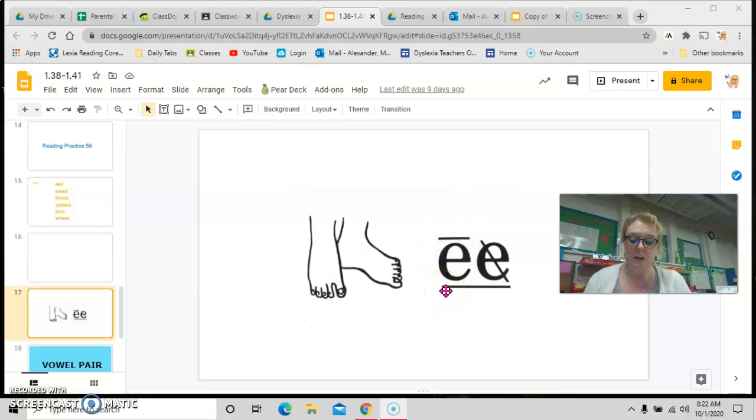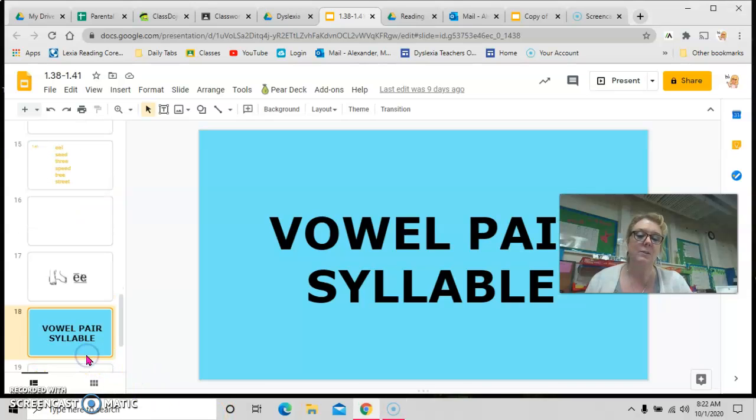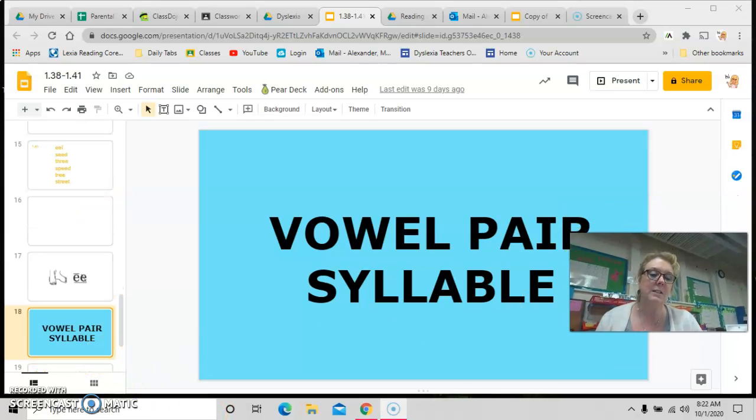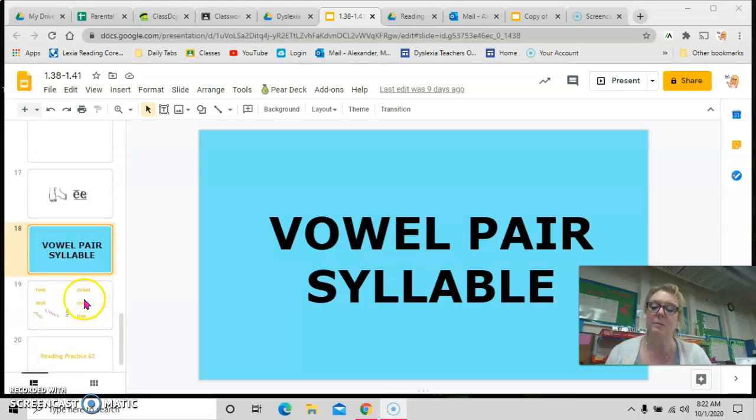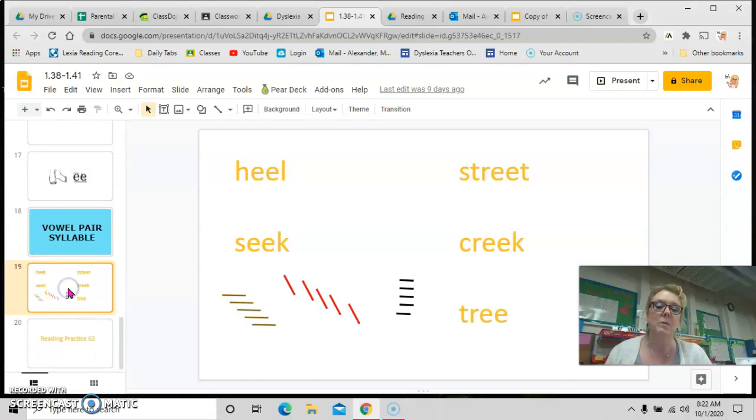Now, we underline them because it is a vowel pair. And remember, we've done a vowel pair before. We say two adjacent vowels, treat them with loving care. That's what our vowel pair syllable is. So that's what this is, a vowel pair syllable. Let's look at some more words.